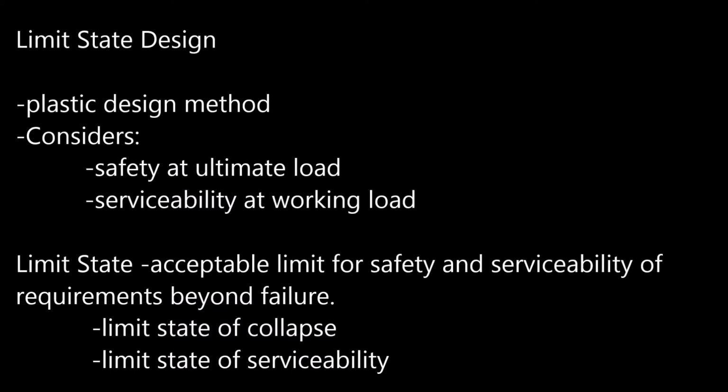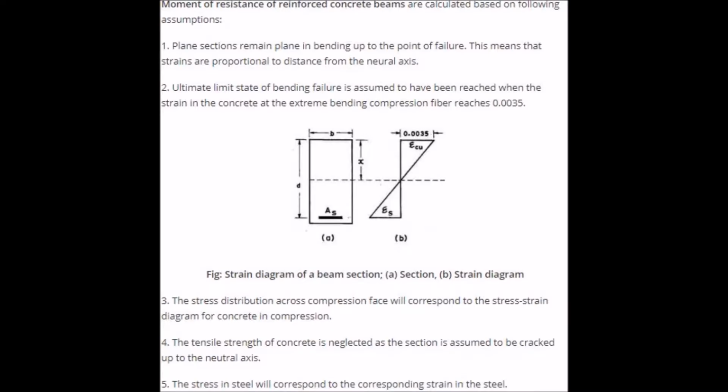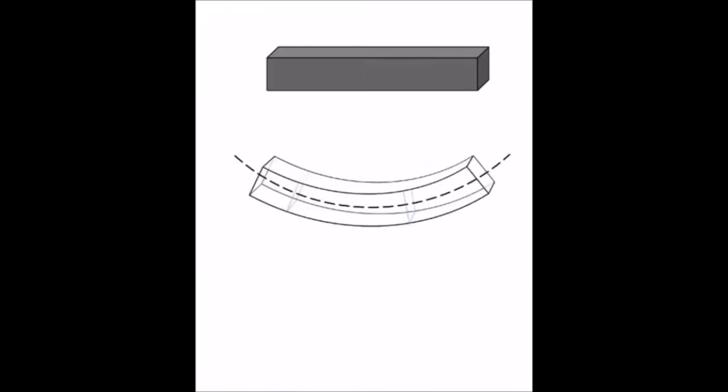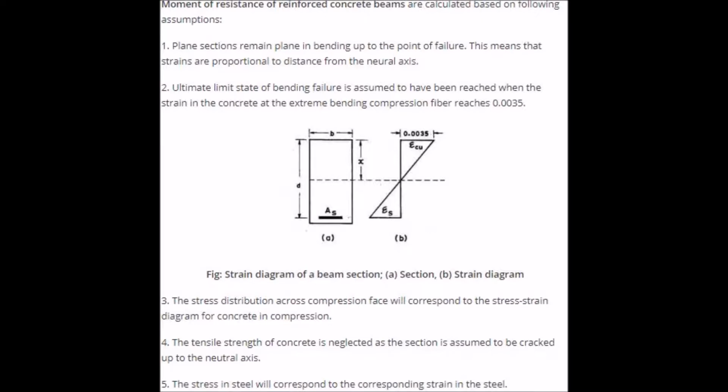Now going into the assumptions made in the limit state method, the very first is that plane sections remain plane in bending up to the point of failure. So you can see in this figure that after the deflection, the surface remains plane, parallel you can say, to the neutral axis. Similarly, the ultimate limit state of bending failure is assumed to have been reached when the strain in the concrete at the extreme bending compression fiber reaches 0.0035. You can see at the top of the diagram 0.0035.